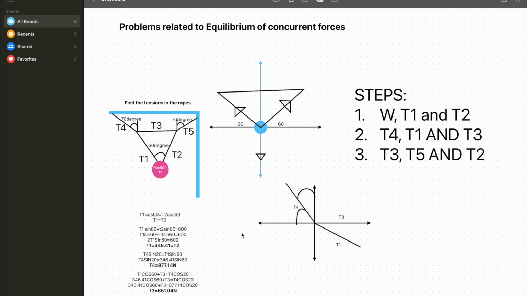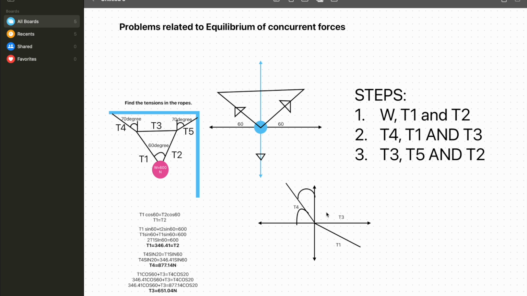So now T1, T2, T3 and T4 are figured out. So the first free body diagram is complete. The task of the second free body diagram is also complete. We have to complete the last one. The free body diagram we have to draw along T3, T5 and T2 tensions.